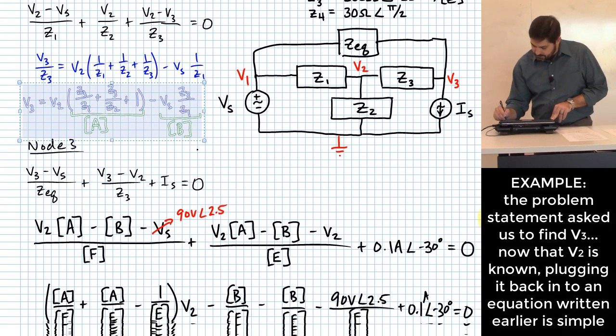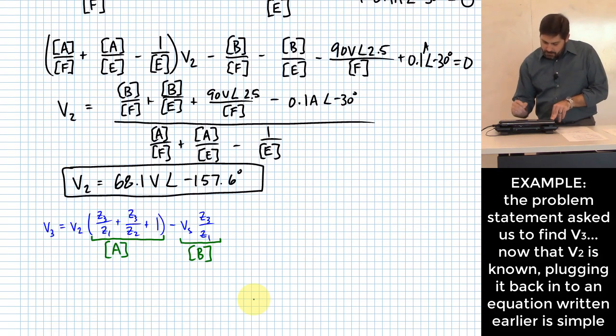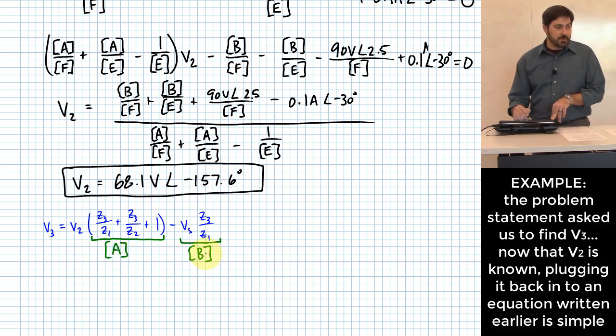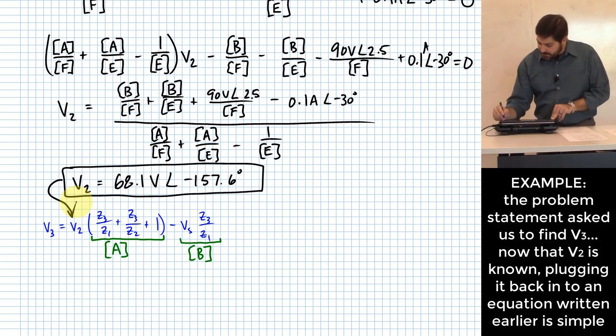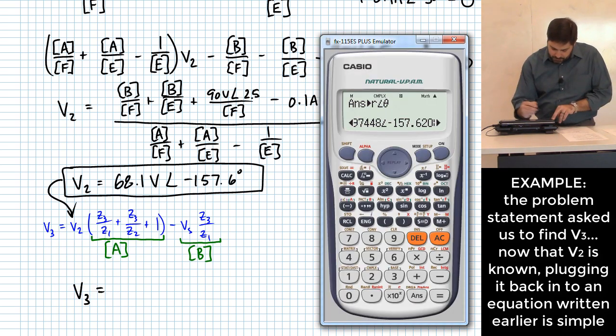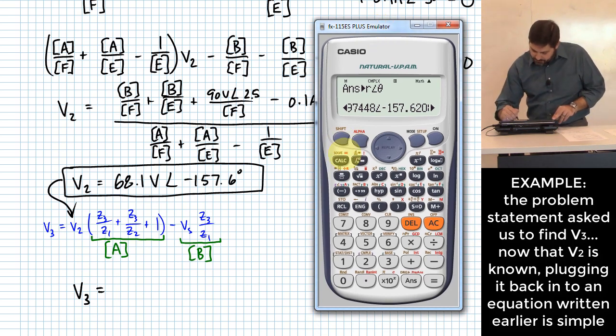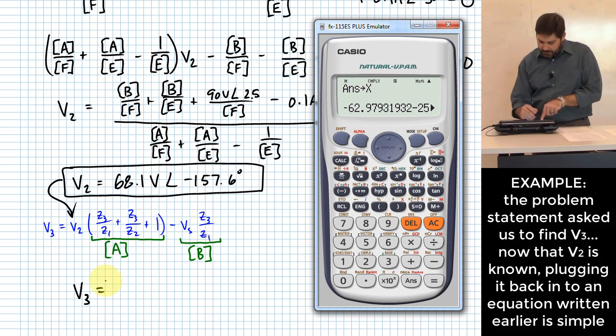That expression is useful again, right? Because I still have my number stored in A, and I still have my number stored in B, all I need to do is plug in V2 right here, and I'll be able to find V3, right? So what that looks like in the calculator is that V3 is going to be equal to this result, which, let me go ahead and store it just in case for some reason I want it later. Let me store that into X, okay?